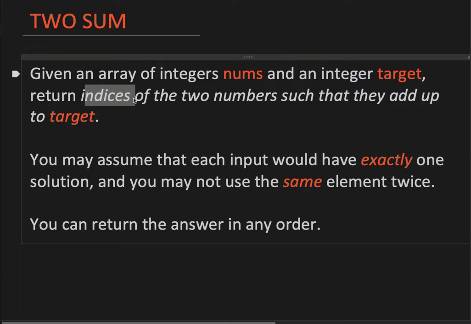Pretty straightforward so far. You may assume that each input would have exactly one solution. So here we assume that there is only one solution. That means that if we find a solution in our algorithm, we can stop and return the solution. And you may not use the same element twice. That means in our solution, we can't have the same index in the result. That would be totally wrong. You can return the answer in any order.